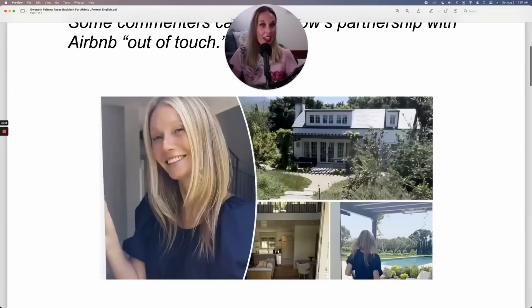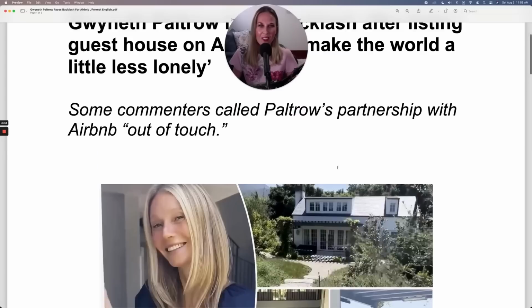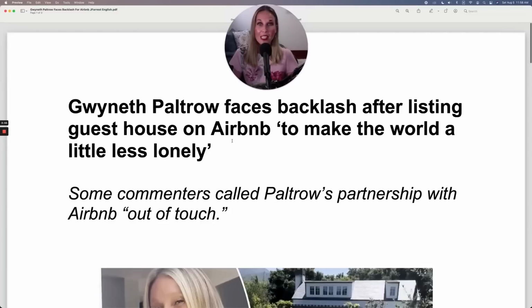And this is the guest house that will be available on Airbnb. So if you're interested, you could stay here, and some pictures of the guest house. So let's review this headline here.